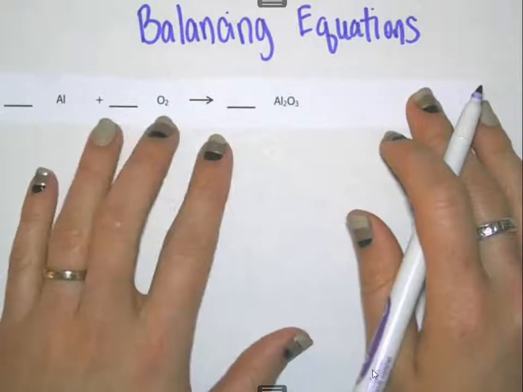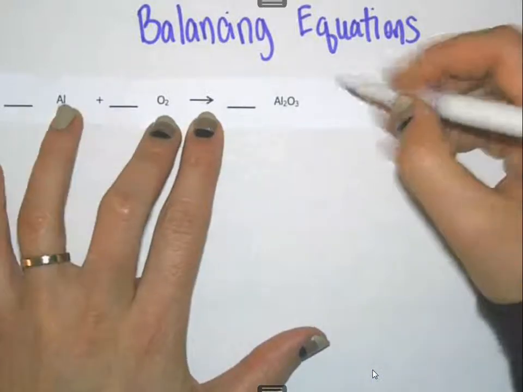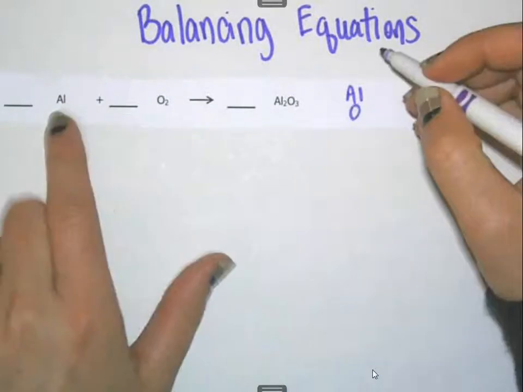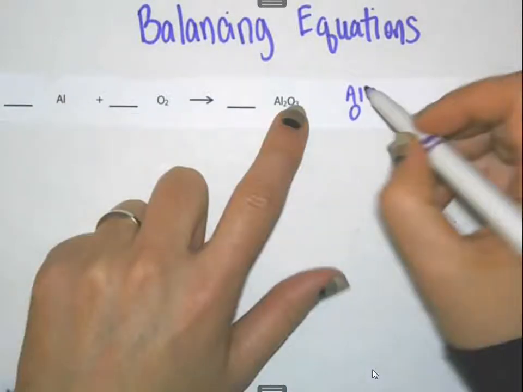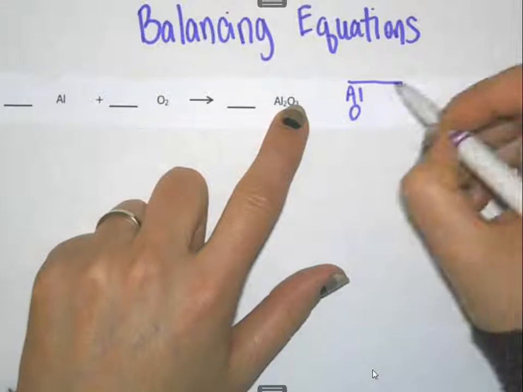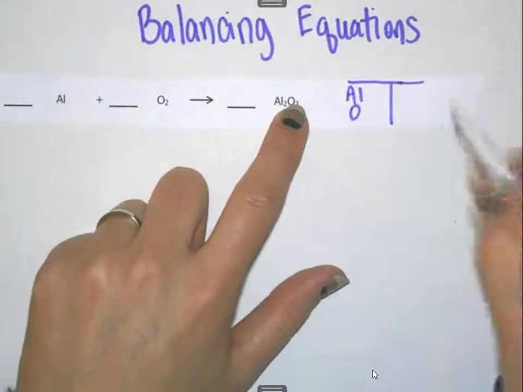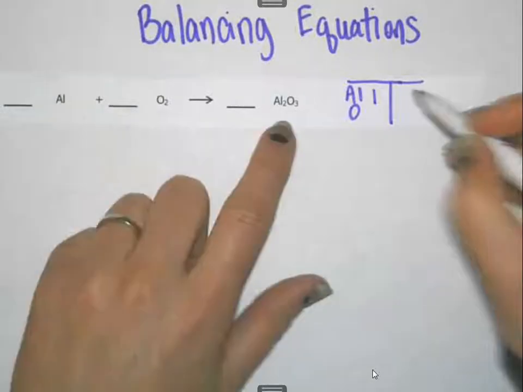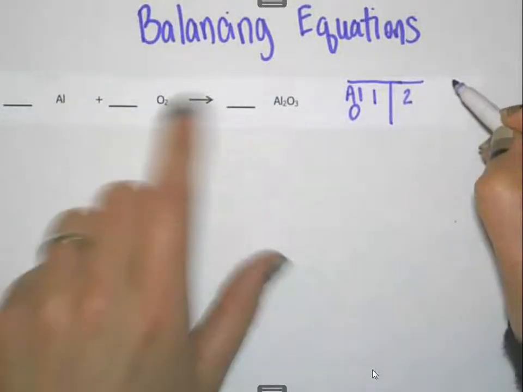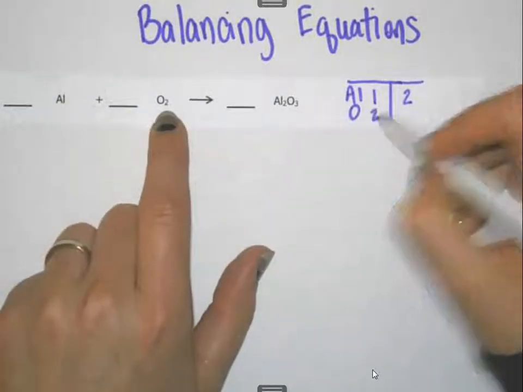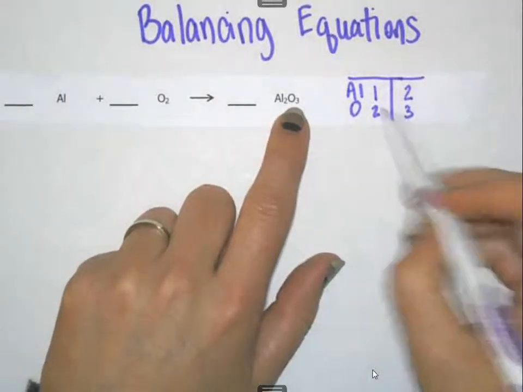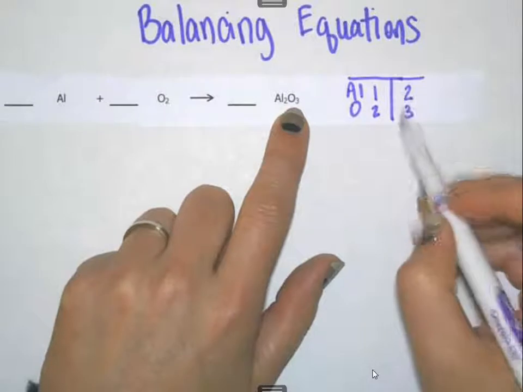So for the first one, I have aluminum and I have oxygen. Those are my two elements, and I'm going to draw a line here, and I'm going to make what I call just a little T-chart. On the left side, I have one aluminum, and on the right, I have two. On the left, I have two oxygens, and on the right, I have three. You can look at your little T-chart and see that the two sides aren't even.